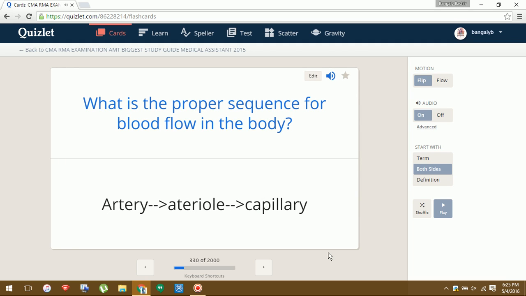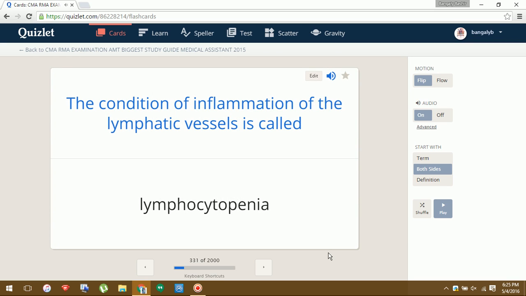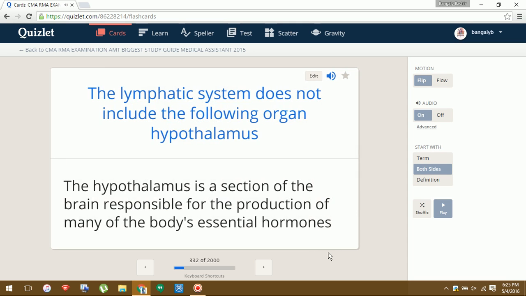What is the proper sequence for blood flow in the body? Artery, arteriole, capillary. The condition of inflammation of the lymphatic vessels is called lymphangitis. The lymphatic system does not include the following organ: hypothalamus. The hypothalamus is a section of the brain responsible for the production of many of the body's essential hormones.